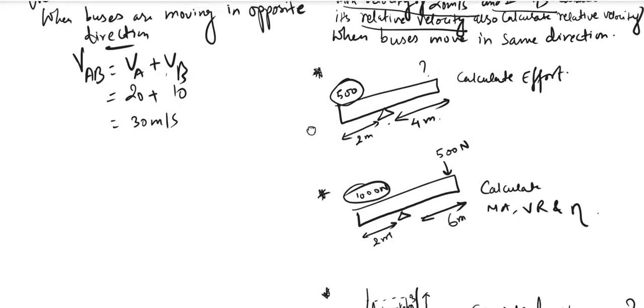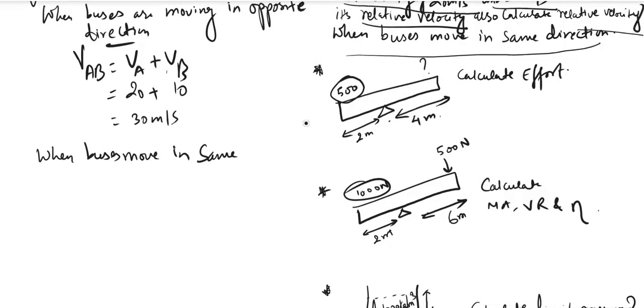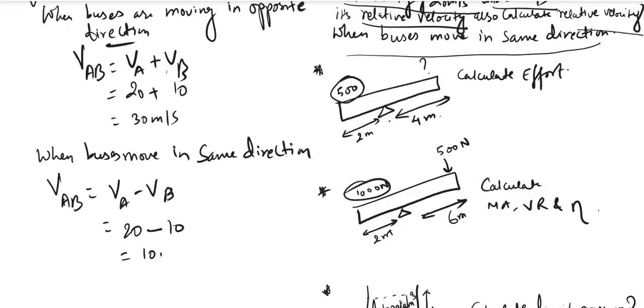And then another, what is asking? Calculate relative velocity when buses move in same direction. When buses move in same direction, VAB is equal to VA minus VB. VA is 20 minus 10 is equal to 10 meter per second. Like this way we can do it. Okay. Now next question that we are going to do.